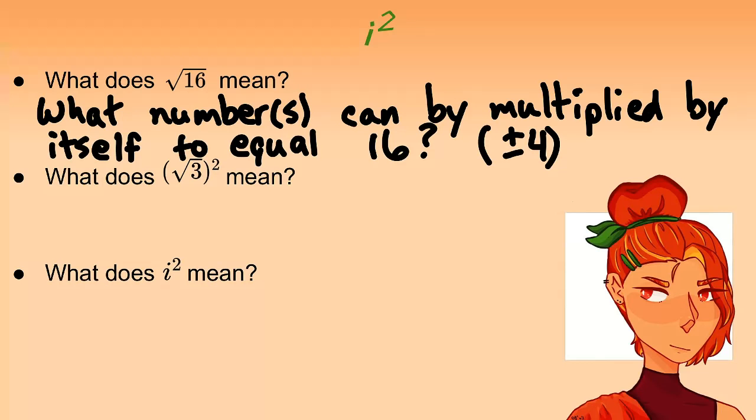The next question here is what does this square root of 3 squared mean? Well, the square root of 3 says, what number or numbers can be multiplied by itself to equal 3? And then we're going to take that result and square it.